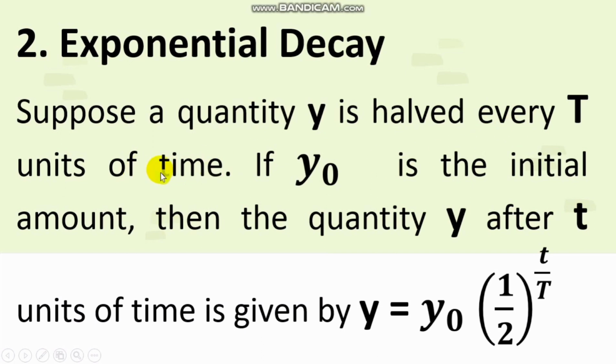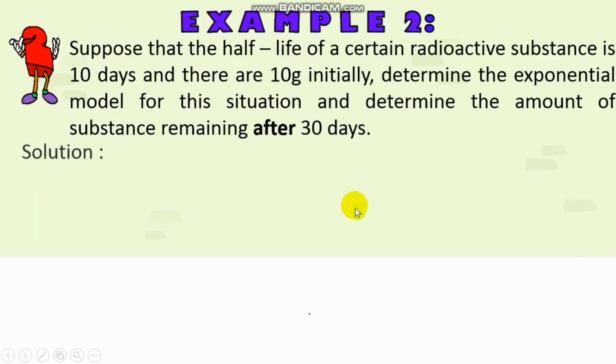If y sub 0 is the initial amount, then the quantity y after t units of time is given by this. So, again, ang ating input ay small letter t at ang output natin ay yung y. Okay? So, y is equal to y sub 0, the initial amount, times 1/2. 1/2 kasi halved. Okay? Raised to t, the input over capital T, this is the time with respect to the rate na nag-half yung bacteria. Okay, let's have our example here.